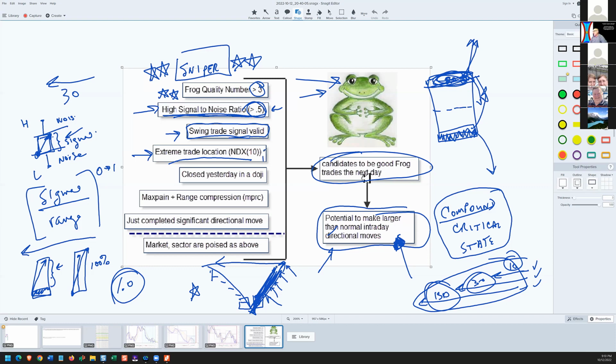I would now add to that a 30 and a 150, and now suddenly what do you have? Oh, you have the essential elements of a Godzilla. That's the very best definition of something poised to make a massive move.